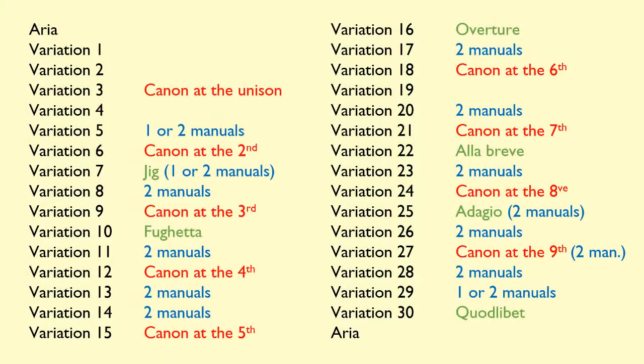The last variation I want to show you in this video today is the last canon that appears in the piece, the canon at the ninth, variation 27. You might think variation 30 ought to be the canon at the 10th, but Bach gives that special treatment as what's known as a quodlibet, which was a collection, a sort of mashup, if you like, of popular tunes of the day, which probably would have caused a few giggles in the audience in Bach's time.